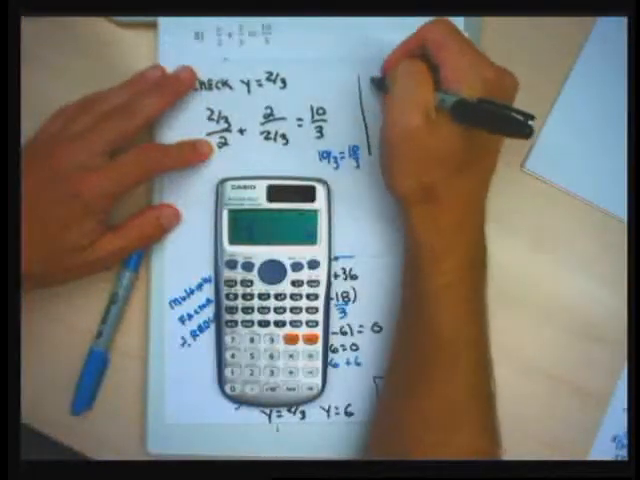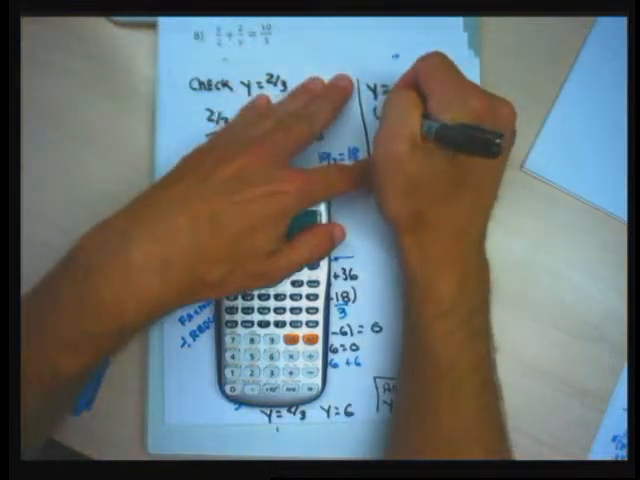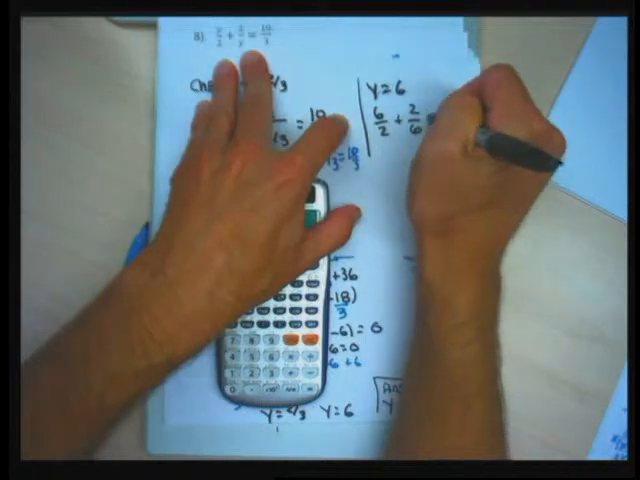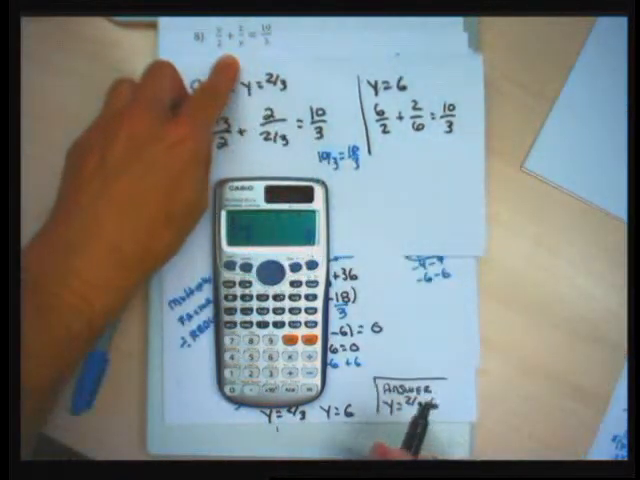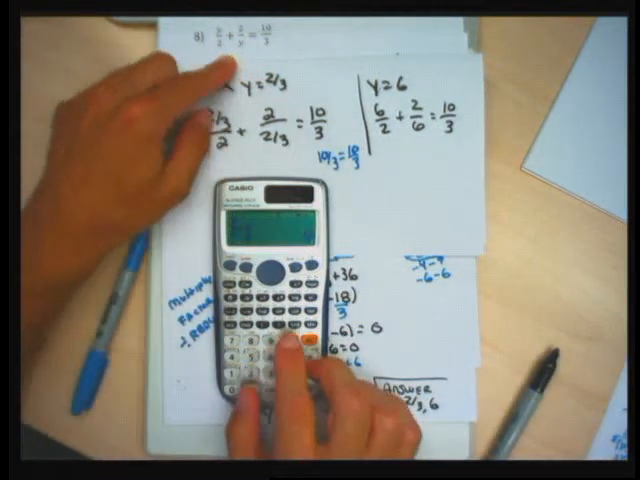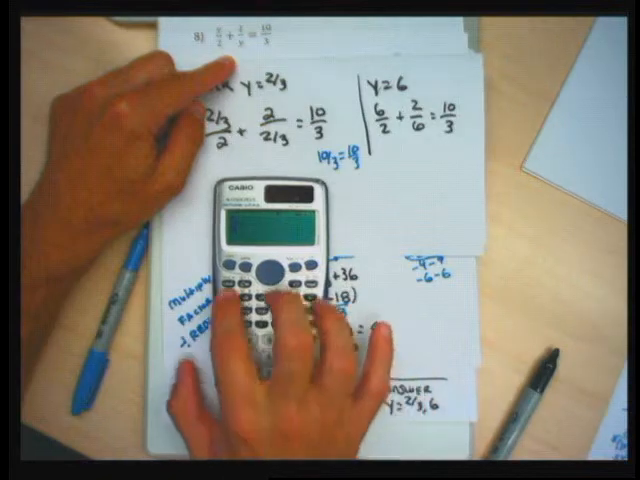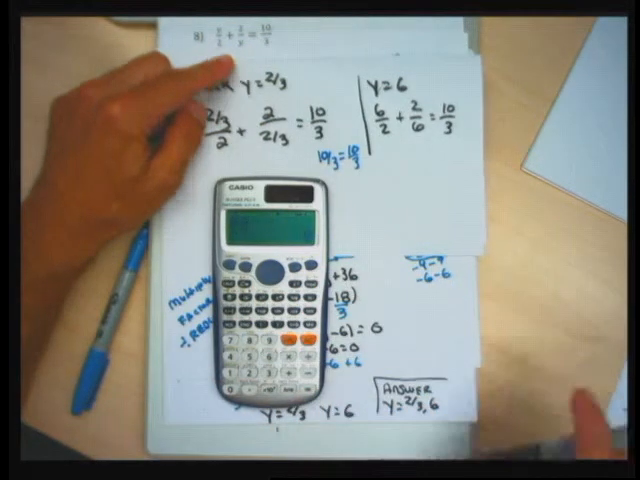And now I'm also going to check the y equal to 6. I'm going to go 6 over 2 plus 2 over 6 and see if that equals 10/3 just by going to the original problem and changing each of the y's to 6. That's a lot easier. So I'm going to now go 6 over 2 plus 2 over 6, and if it gives me 10/3, I'm feeling good, and it does.